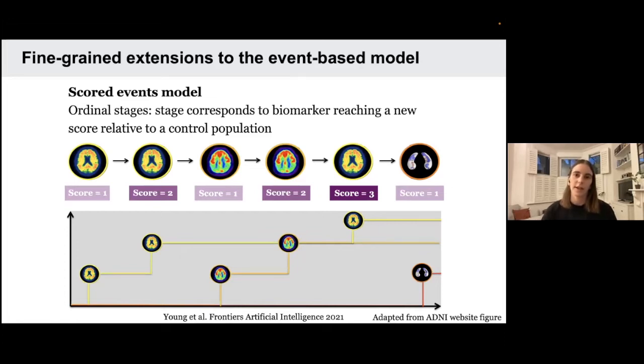The second extension that we've developed is the scored events model. This is designed for scored ordinal data, such as visual ratings from imaging or ratings from neuropathology, or cognitive tests where you have graded scores with only a few categories rather than a continuous cognitive test score. This model allows you to model the severity level of each biomarker as well, but it assumes instantaneous transitions from one score to another because in an ordinal data set, you don't have in-between scores.